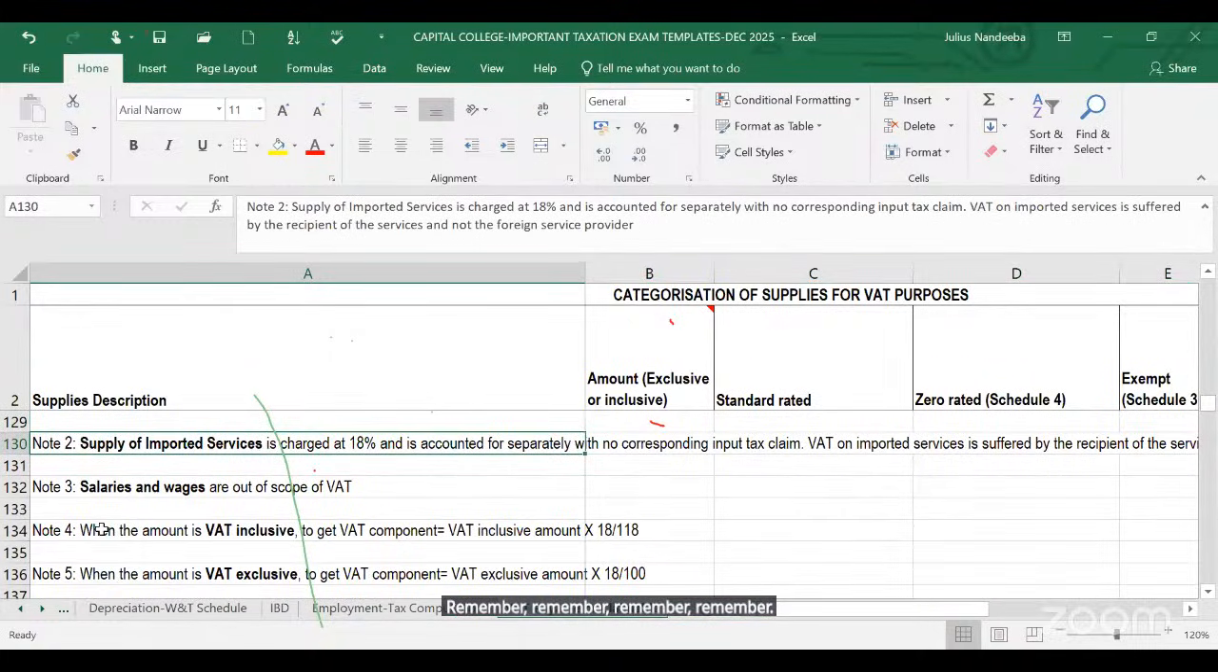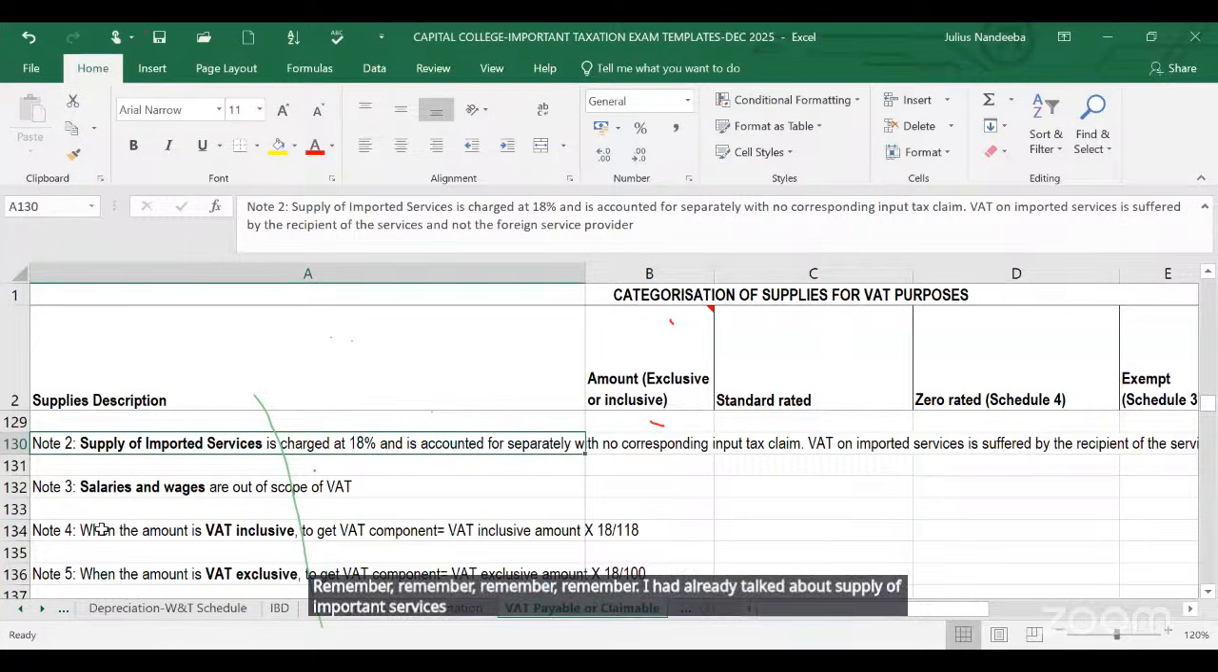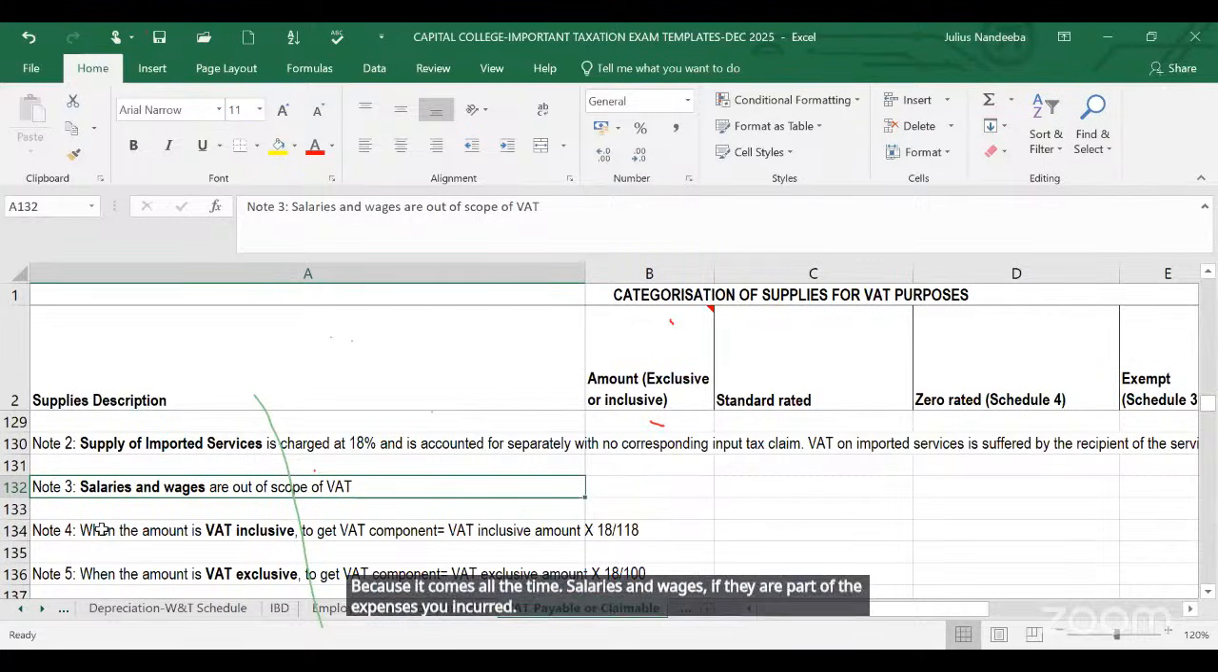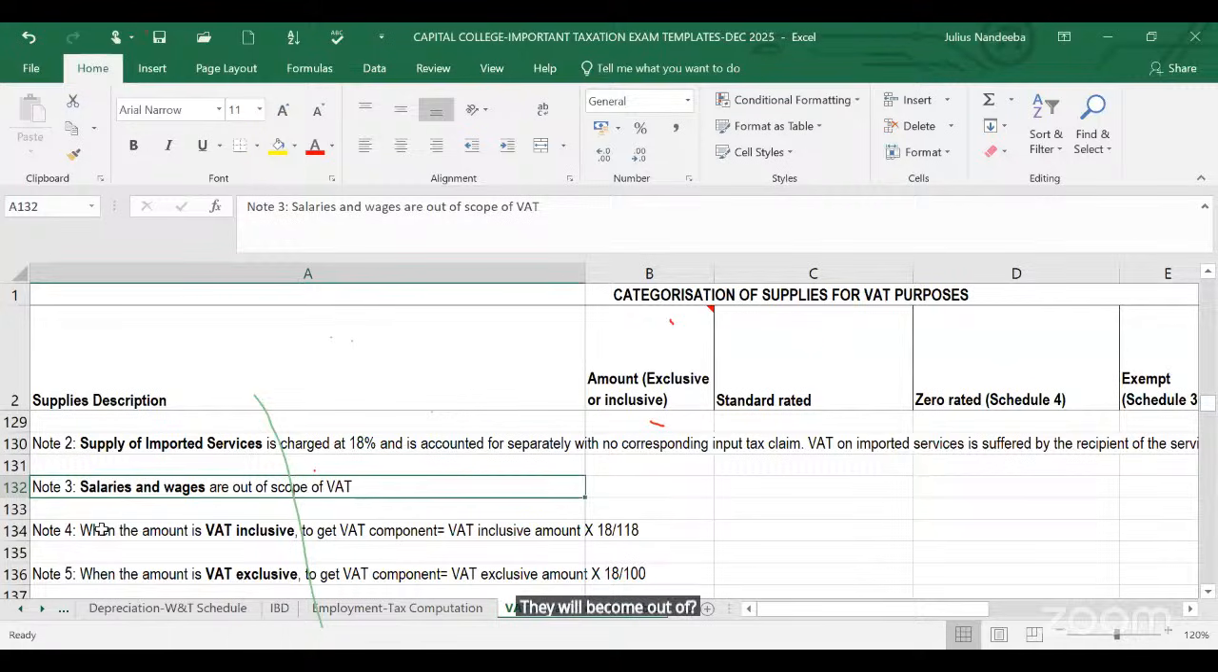I had already talked about supply of imported services. I won't repeat it. Now, the other free mark is salaries and wages. Whenever you see salaries and wages, the examiner wants only one word: out of scope. It is like a free mark because it comes all the time. Salaries and wages, if they are part of the expenses you incurred, then they become out of scope.